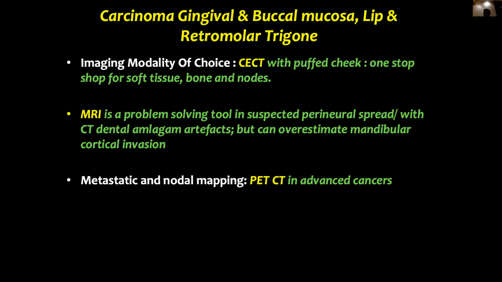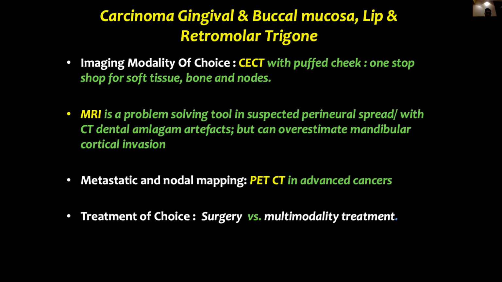Metastatic nodal mapping, again, I would suggest metastatic workup can be done by plain CT thorax. If you want, you can supplement by CECT, PET CECT, but choice is yours. PET CECT would become a one-stop shop in advanced cases. Treatment of choice is surgery versus multimodality, depending on the size of the tumor and extent of the disease.